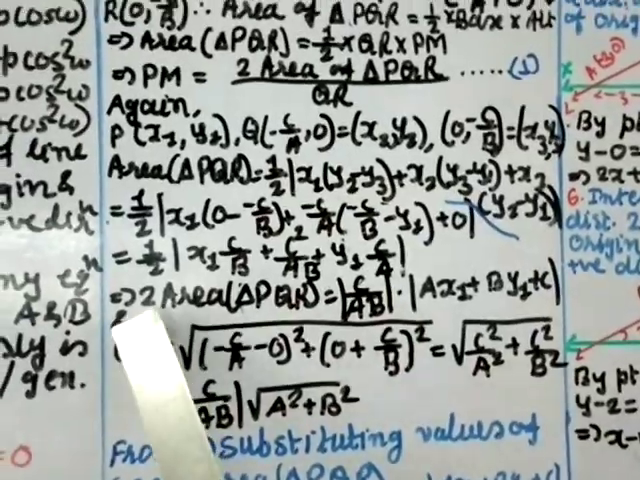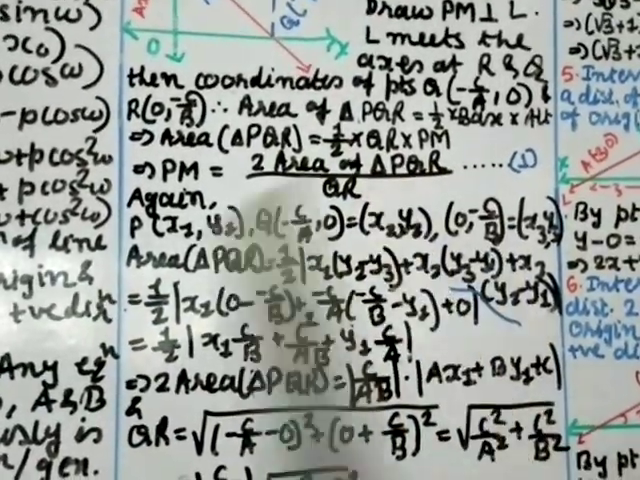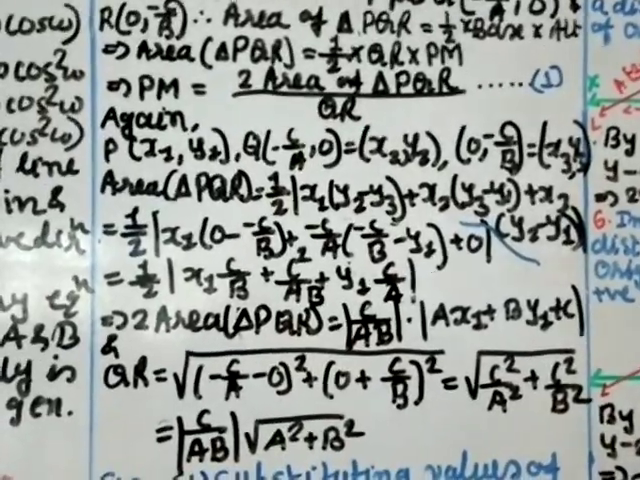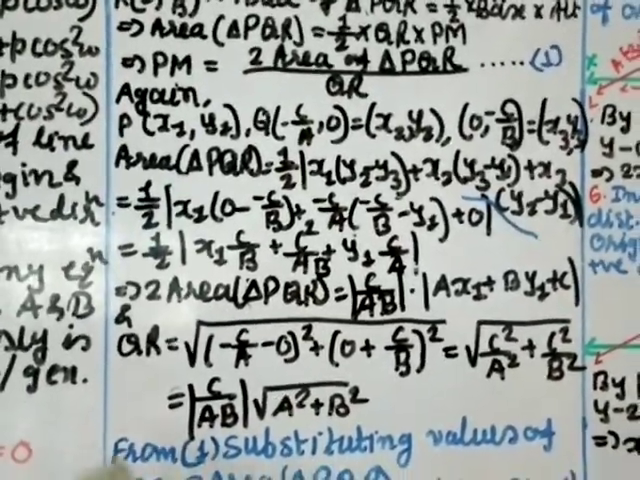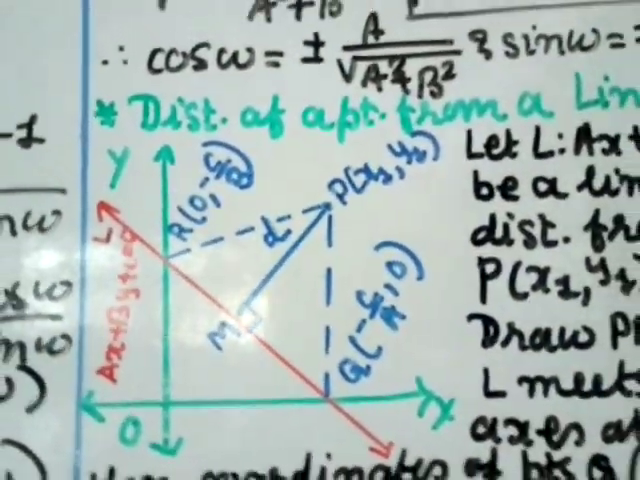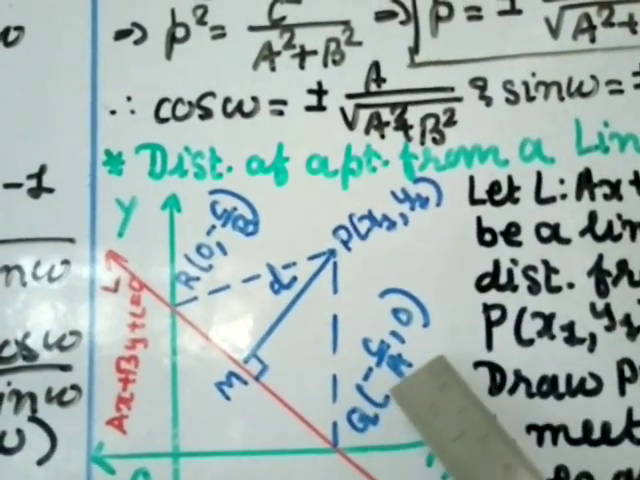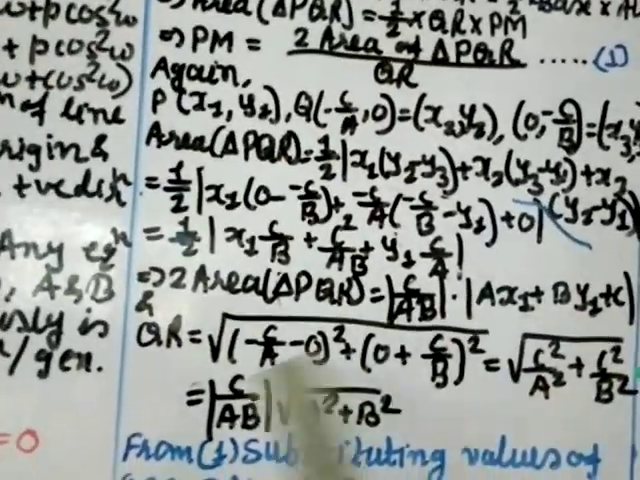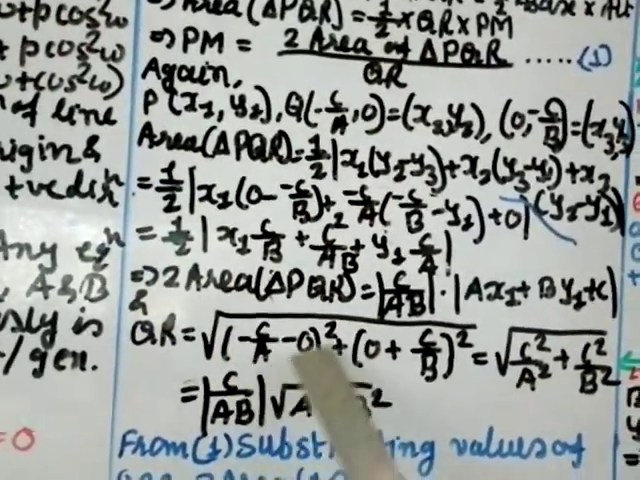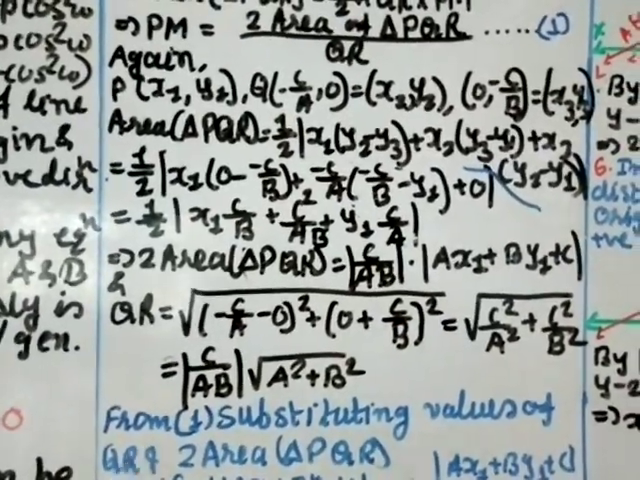So now we have got 2 times area of triangle PQR, this numerator value. Now QR we have to find. So for QR I will use the distance formula. Q point is, we have already found the coordinates here, and R is here. So we use the distance formula to find QR: square root of x2 minus x1 whole square plus y2 minus y1 whole square. So directly I write here under the square root: minus c by a minus 0 whole square plus 0 plus c by b whole square. Just using the distance formula, you can do it.